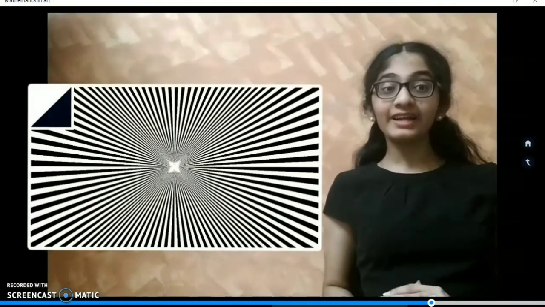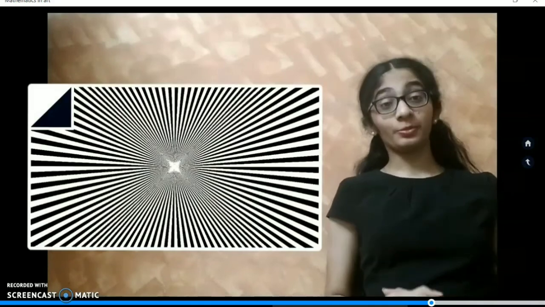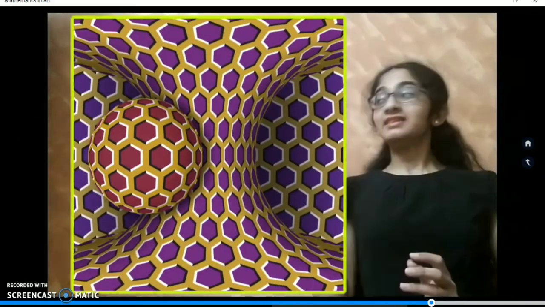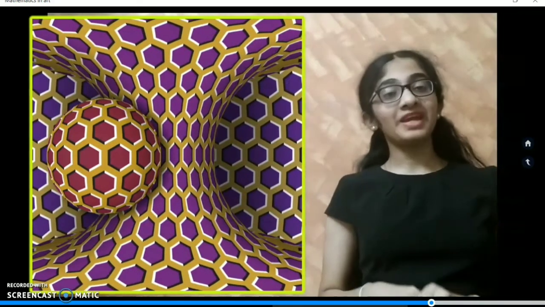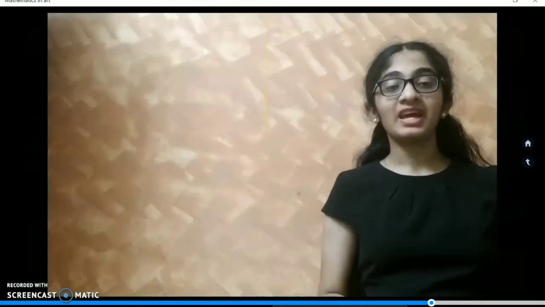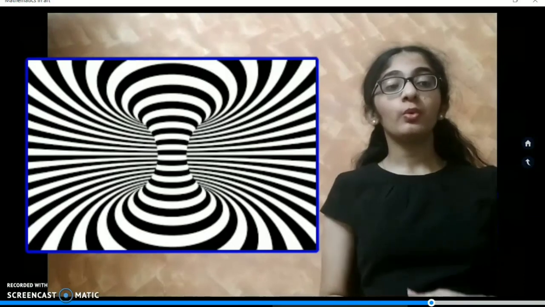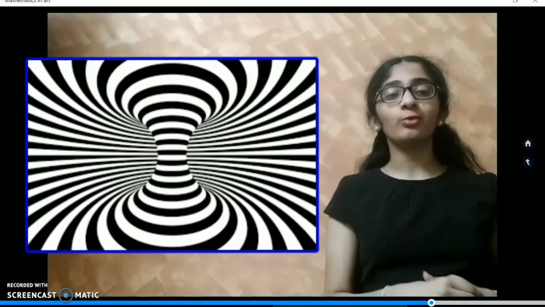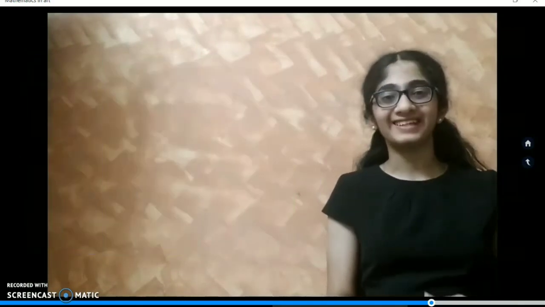Do you know that mathematics can be used to generate optical illusions? This great optical illusion was created by placing hexagons of nearly the same size in a particular pattern, and this great optical illusion was created by placing circles of various sizes in a particular pattern.